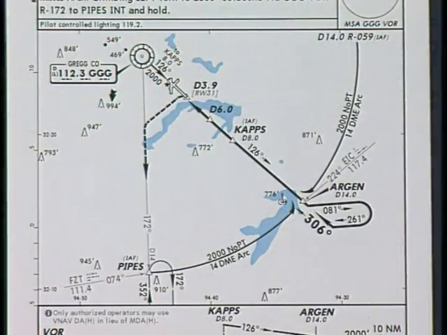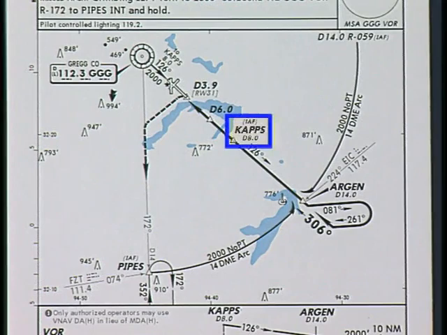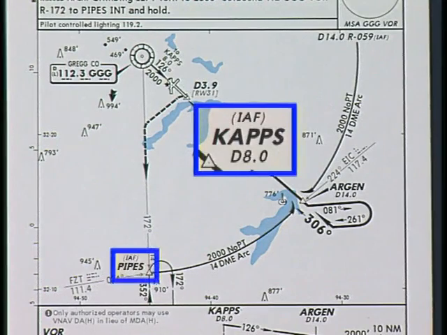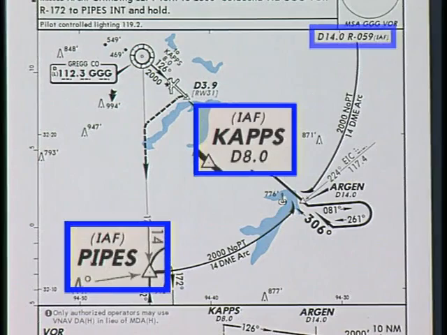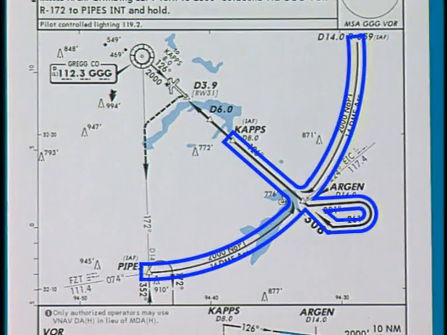Initial approach fixes are indicated on the plan view with the notation IAF. In this example, there are 3 initial approach fixes, one at Caps, one at Pipes, and one at R059, which is the 059-degree radial 14 DME from the Gregg County VOR. An initial approach segment is shown extending from each of these IAFs.